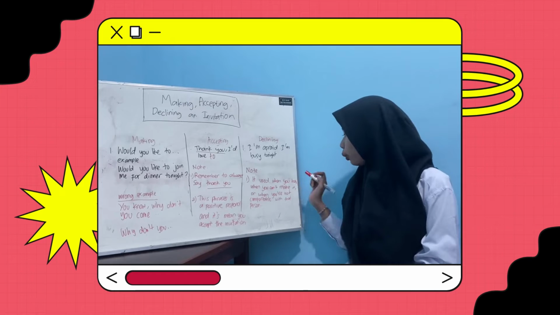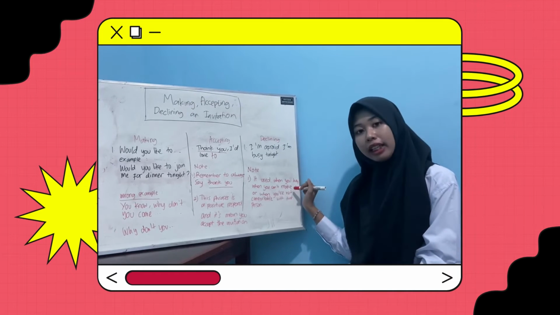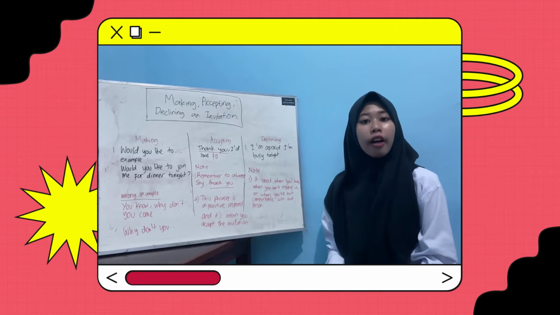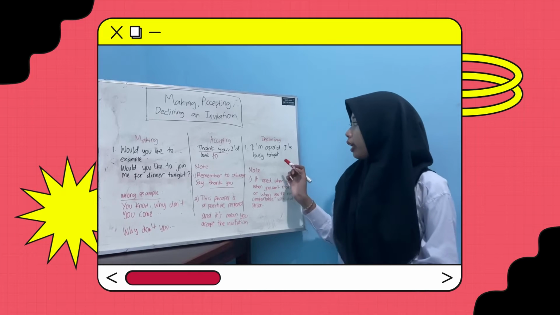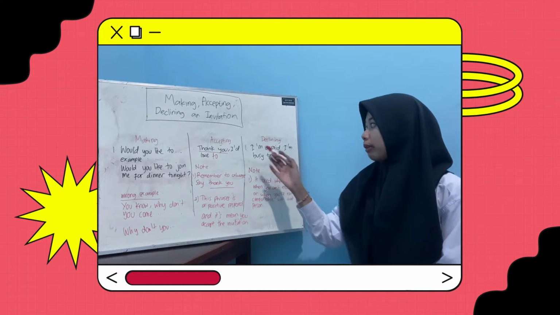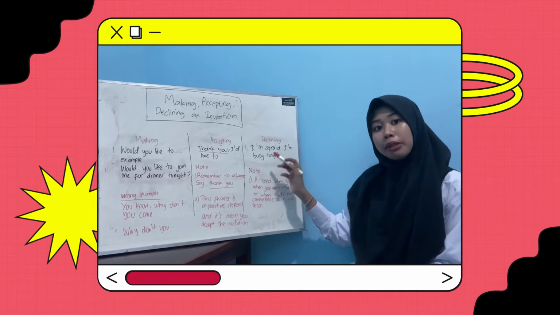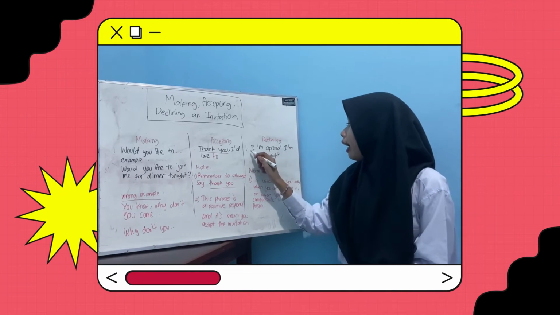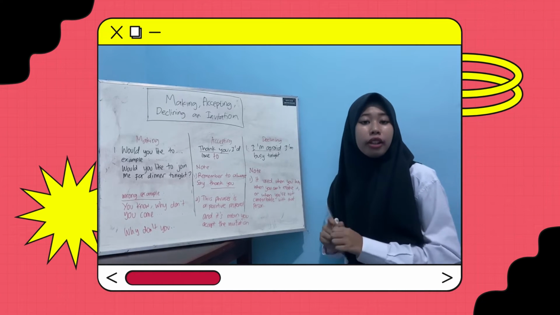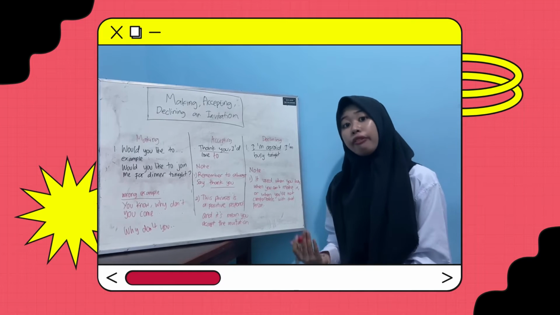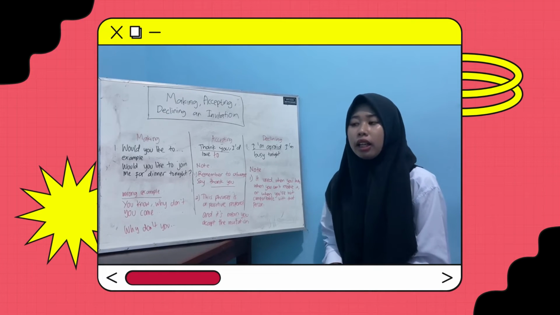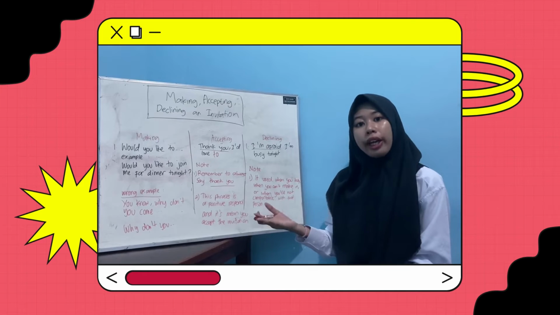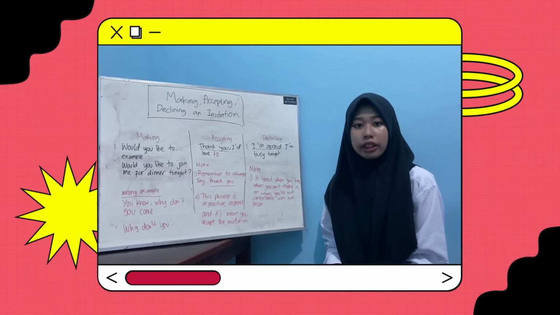But when you're too busy, or when you cannot make it, or maybe when you feel uncomfortable with that person, you can decline the invitation by saying, I'm afraid I'm busy tonight. But I'm afraid here doesn't mean that you're really scared or you're really afraid of that person, but it's one of the formal ways to decline someone's invitation.